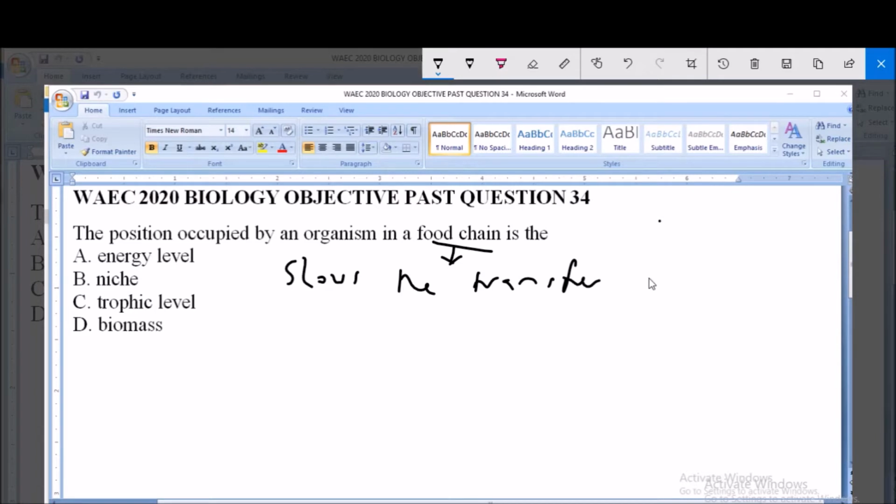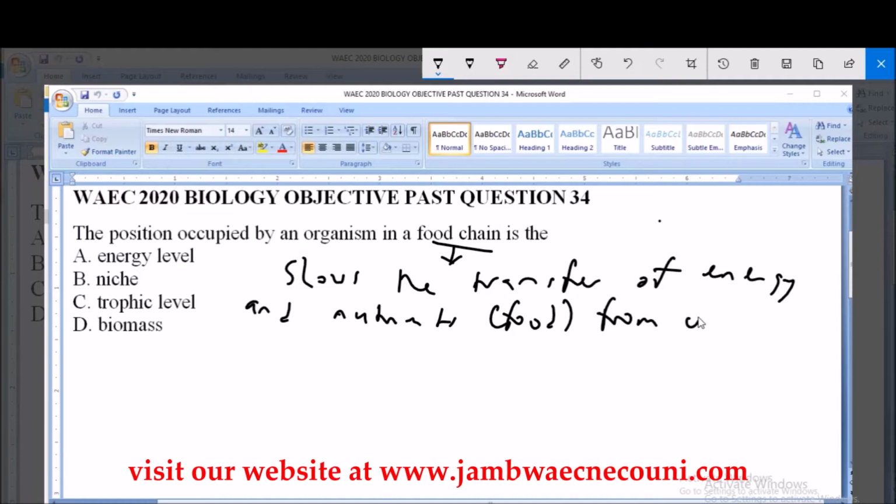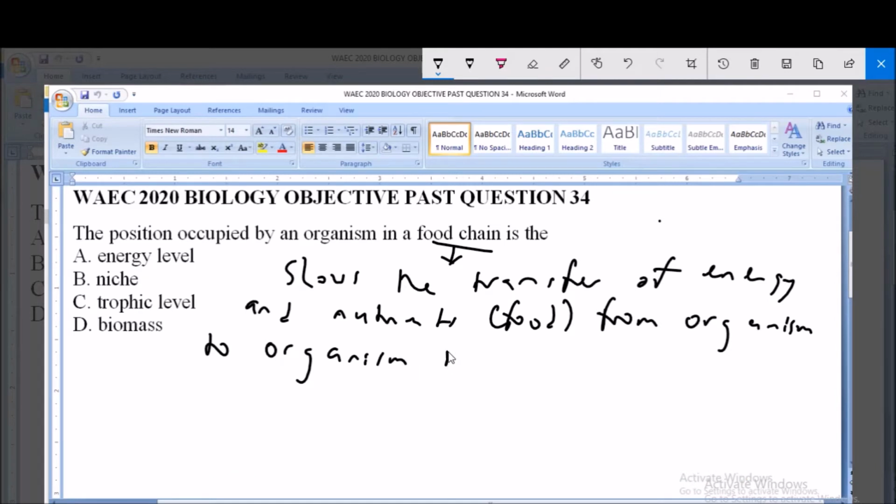Now, a food chain is a diagrammatic representation, or basically a pictorial representation that shows the transfer of energy and nutrients, that is food, from organism to organism in a feeding pathway.